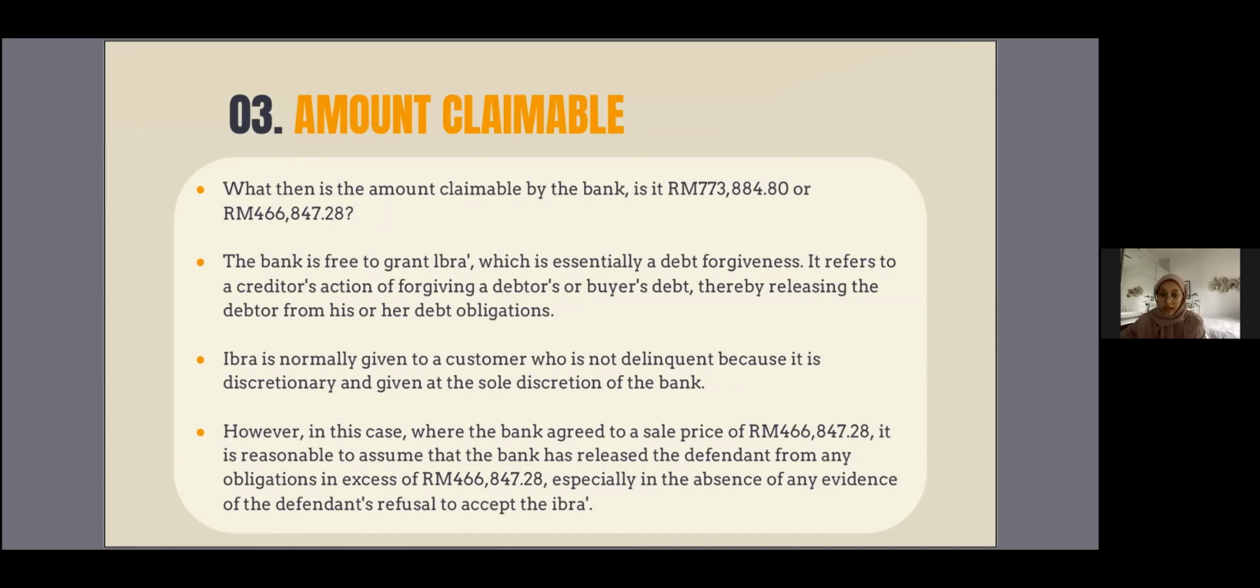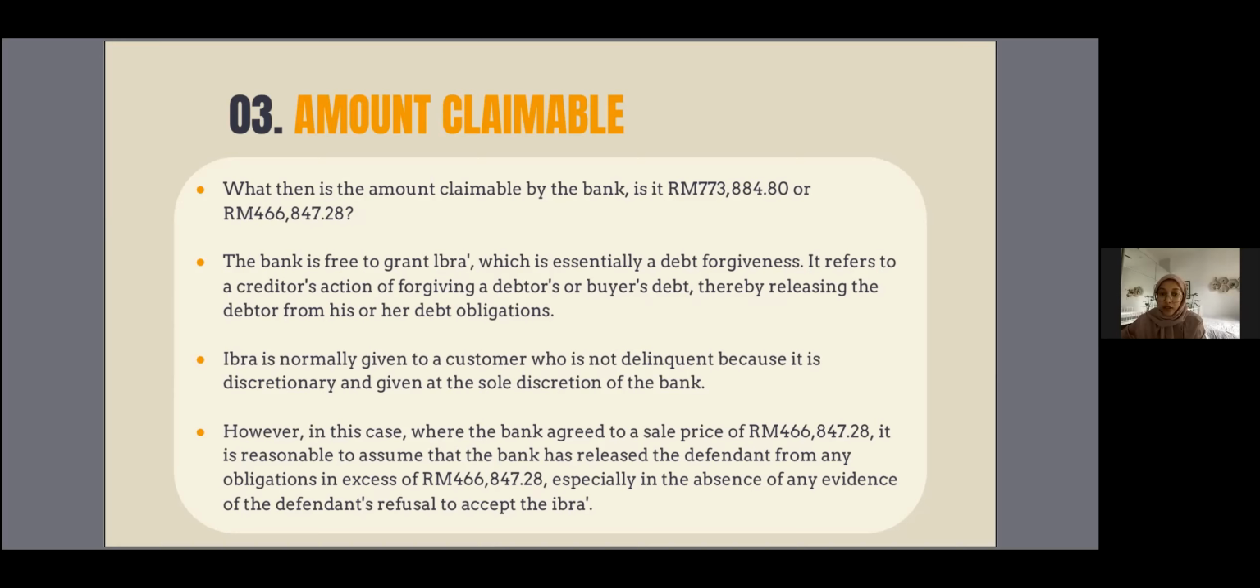The bank is free to grant ibra, which is essentially a debt forgiveness, also known as a rebate. It refers to a creditor's action of forgiving a debtor's or buyer's debt, thereby releasing the debtor from his debt obligation. Ibra can be carried out unilaterally, and the debtor's cooperation is not required. A debtor, on the other hand, has the option of refusing to accept the rebate.